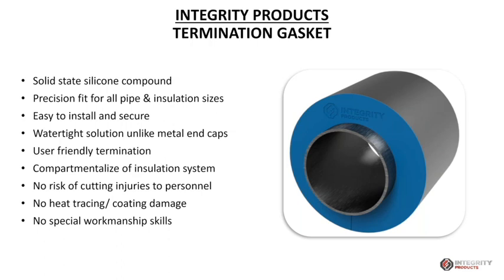The integrity termination gasket is made from a solid state silicone compound capable of resisting high temperatures, up to 260 degrees Celsius. It can precisely fit different pipe sizes and different insulation sizes. The benefit is that you don't need to do any fabrication on site. It comes in pre-cut pieces.